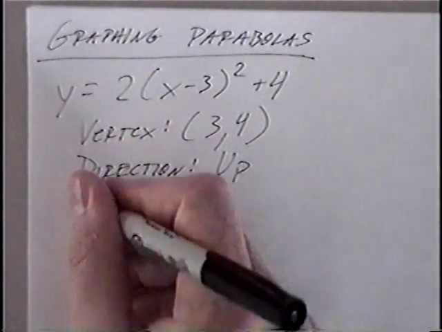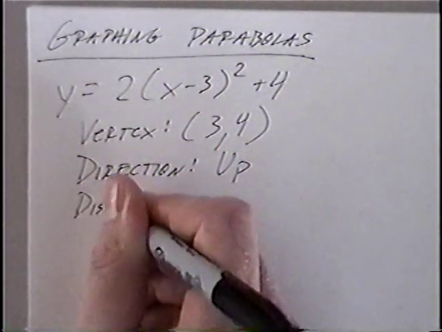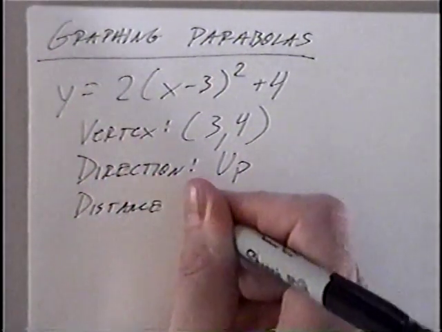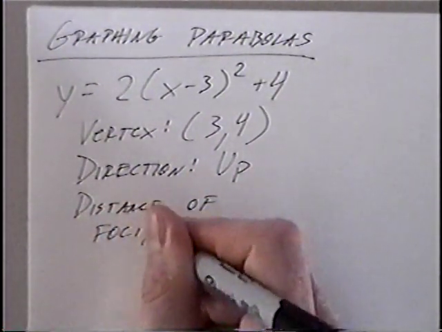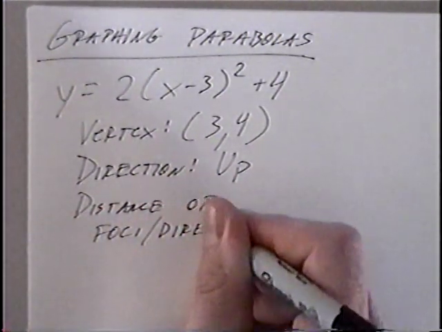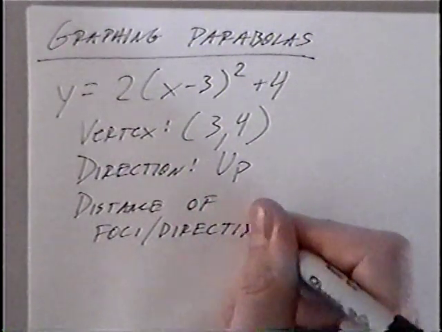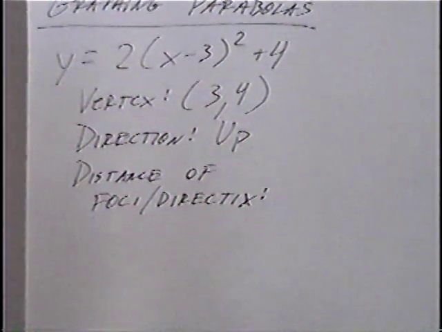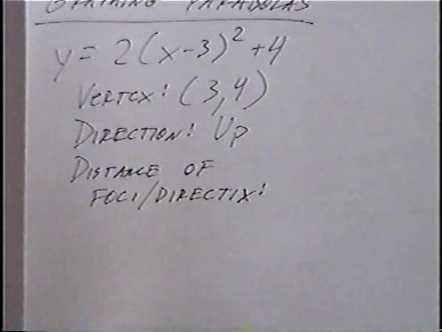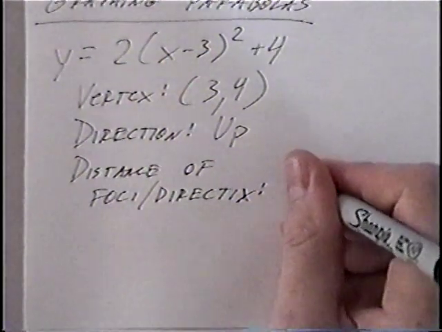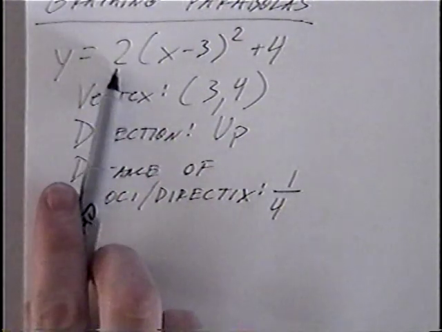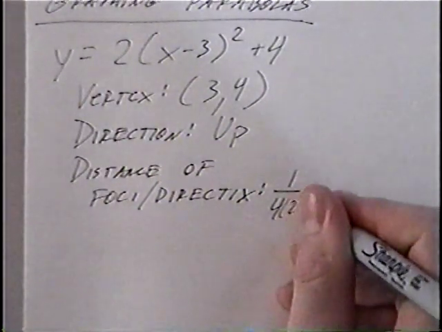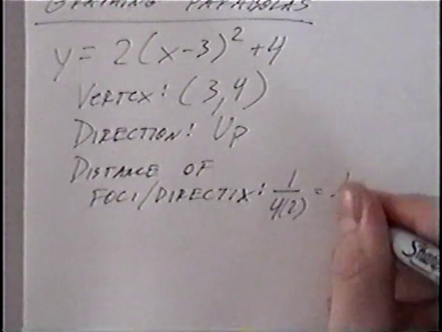And the last part is the distance of foci and directrix. And the equation is 1 over 4a, which would be 1 over 4 times the number in front of the parentheses, which would be 1 over 8.